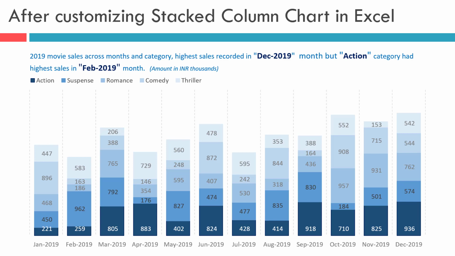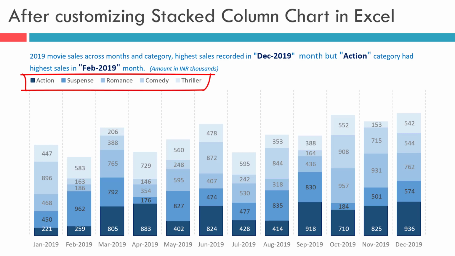It is difficult to compare changes in proportion of sales from each category of movies month over month. So here it might be difficult to compare romance January sales to February 2019 sales. And this is because sales for each category does not have a common starting base across all the months.